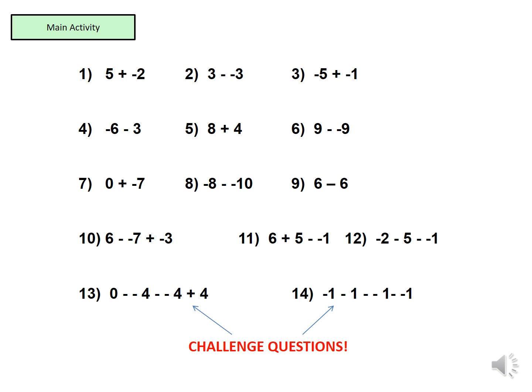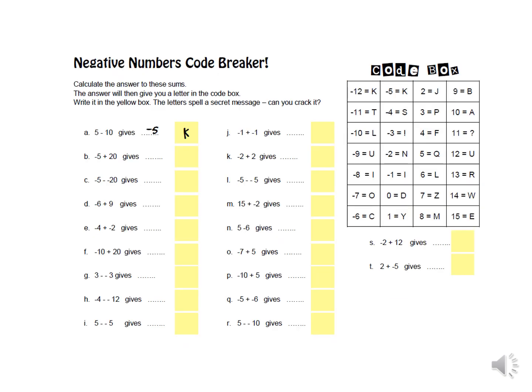Once you've done that, I've got a fun activity for some of you guys to try, and this one is a code breaker. What you have to do here is obviously work out the answer, and then if you have a look at the code box, the first one's been done for you. The answer 5 take away 10 was -5, and if you look in the code box at -5, it would have given us a letter K. So anytime you saw -5 as one of your answers, the letter that you'd put in the yellow boxes would be K. Now all your job is to do is find the secret code.